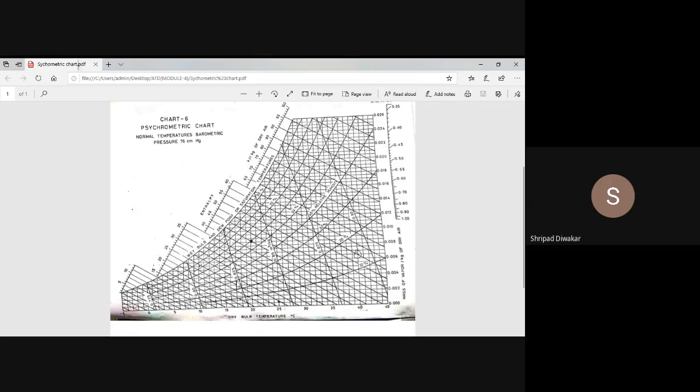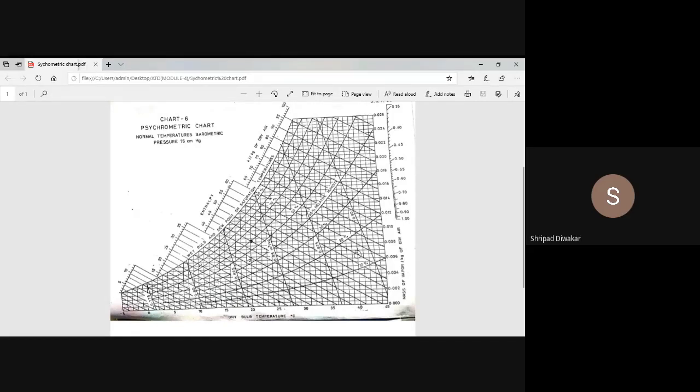So remember, dBT is the vertical line from bottom to top. Next we have the horizontal lines from right to left, and then the third important curve is your saturation curve. Here we are going to represent two temperatures: one is WBT, wet bulb temperature, and one is your dew point temperature. Before that, you should know the definition of wet bulb temperature and dew point temperature.